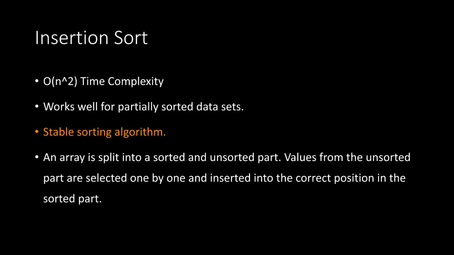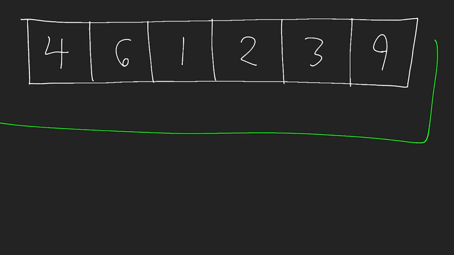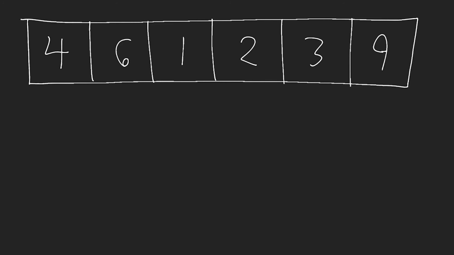This is a stable sorting algorithm, and the way this works is an array is split into a sorted and unsorted part, and values from the unsorted part are selected one by one and inserted into the correct position in the sorted part. So let me hop over to the whiteboard here and we'll have a look at how this works. All right, so you can see that we have our array here. Now for insertion sort, we're doing a similar thing to selection sort, where we're going to be keeping track of a portion of the array that's already been sorted.